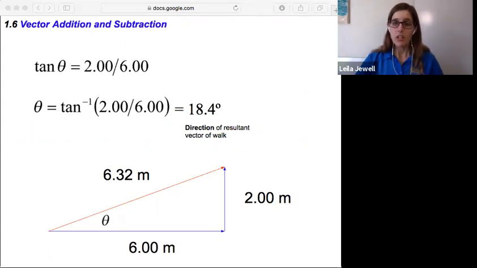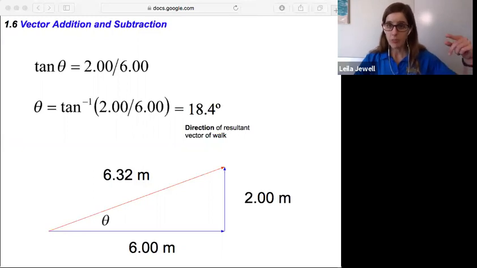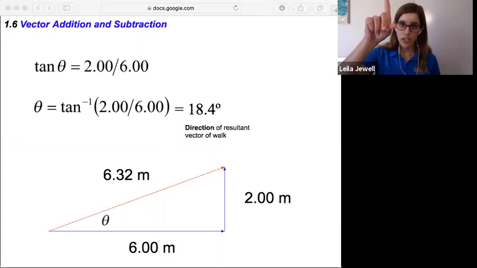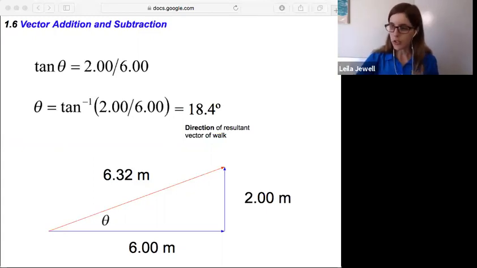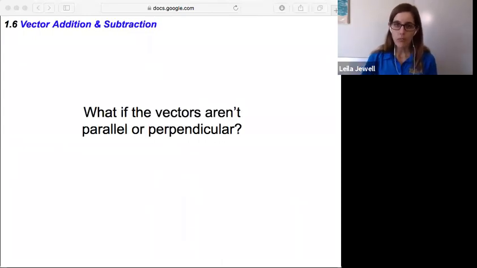All right, so that's vector addition, right? Where we had it both walking in the same direction, then walking in one direction and walking straight up at a right angle to it. Let me pose a different question. What if the vectors aren't parallel, aren't pointing in the same direction, or perpendicular, where it's exactly due east and due north? What do we do then?